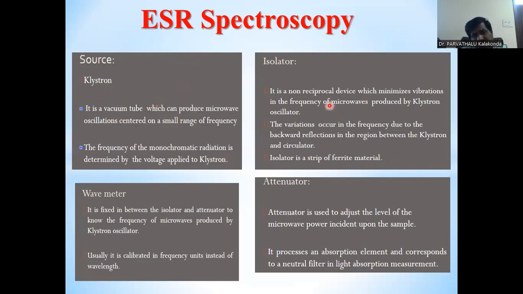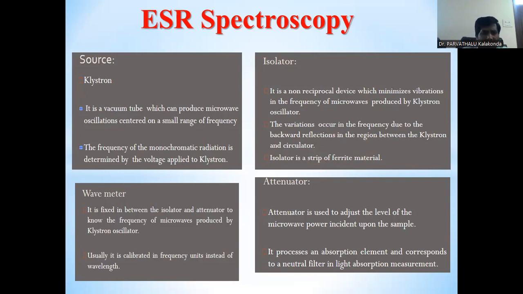The second one is the isolator. As we all know, the klystron produces the microwaves, but the isolator helps to make, you can think of it as, a single wave frequency. So the isolator is a kind of strip made of ferrite material, and it gives a very fine frequency.